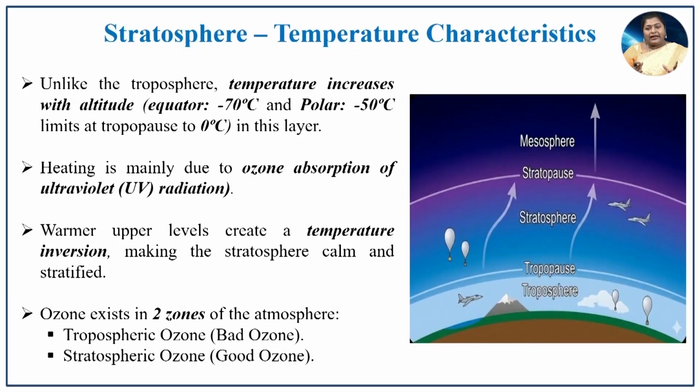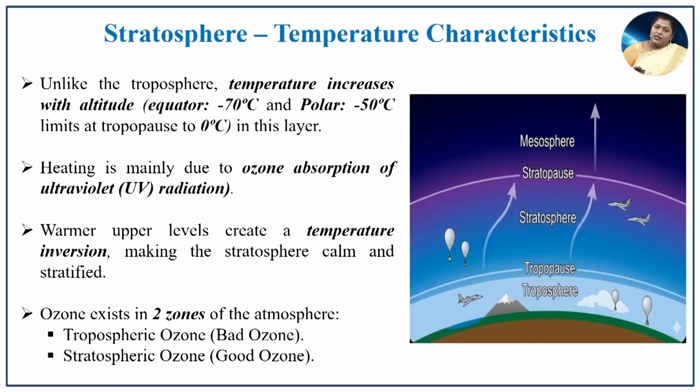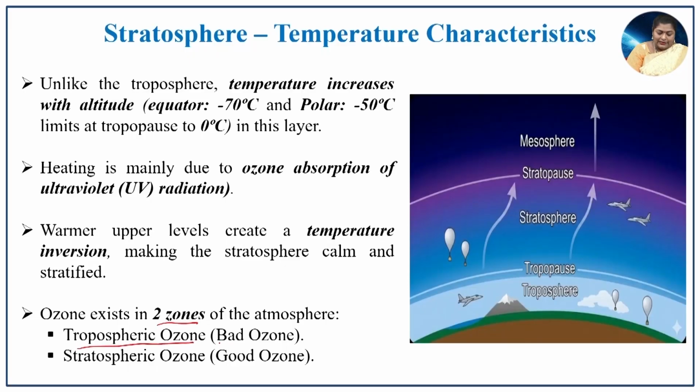And the heat is mainly due to what? The presence of ozone. The ozone layer absorbs the ultraviolet radiation and retains the heat within it, and it makes it warmer. The warmer upper levels create a temperature inversion, making the stratosphere calm and stratified. This ozone exists in two zones, that is the tropospheric ozone, known as bad ozone, and the stratospheric ozone, called good ozone.